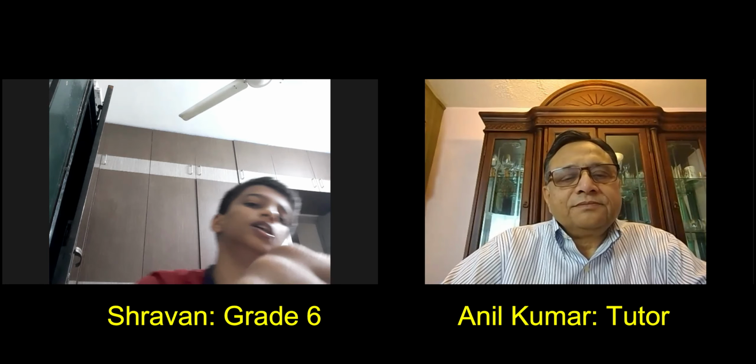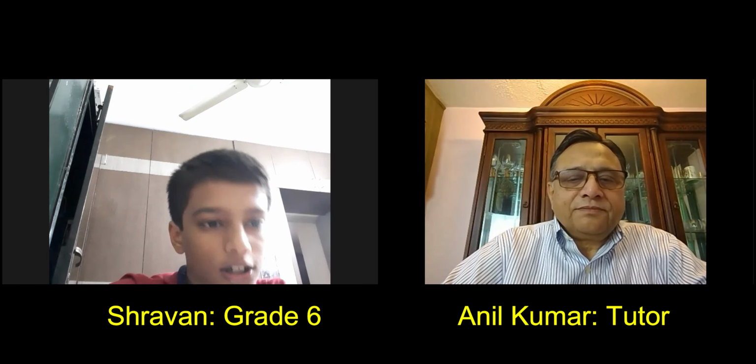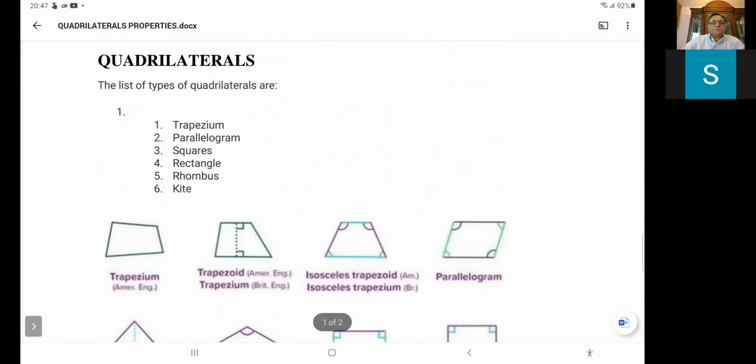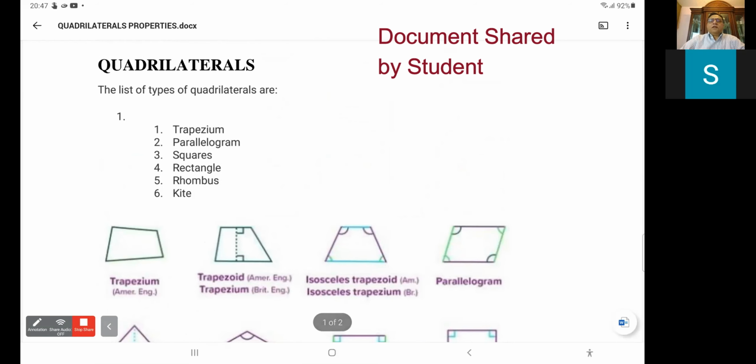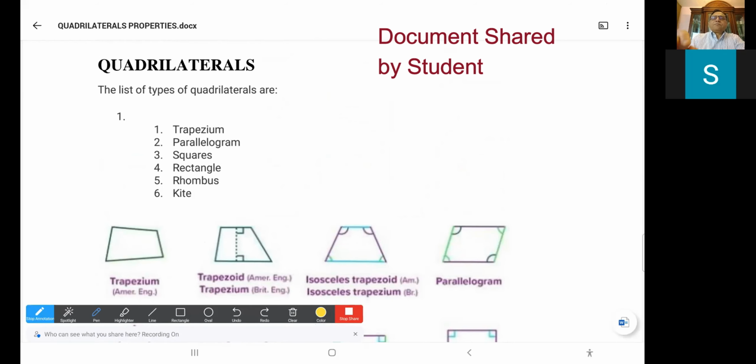I want to show you a worksheet about squares and its quadrilaterals. So it is on quadrilaterals. Can you tell me what are quadrilaterals? Quadrilaterals is a four-sided polygons. Four-sided polygons. Very good. What are polygons? Polygons are closed figures made up of line segments.